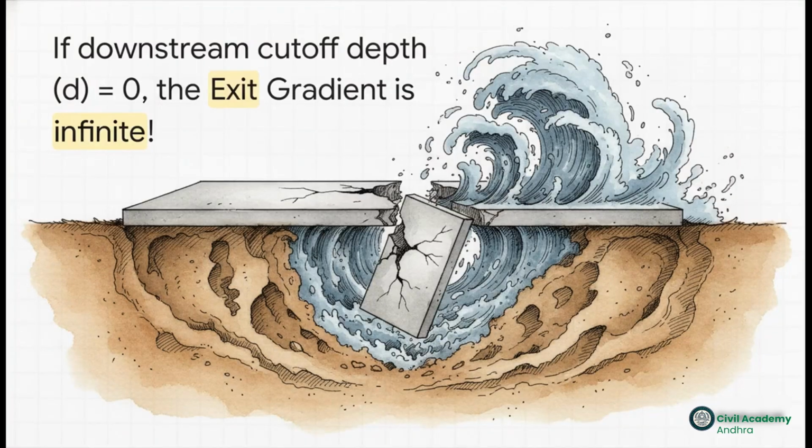Let's talk about the massive real-world stakes here. If the downstream cutoff depth, D, is 0, meaning you just forgot to install a vertical sheet pile at the end of your floor, the exit gradient literally hits infinity. Mathematically and physically, an infinite exit gradient means immediate, catastrophic structural failure. You absolutely, without a doubt, must have that downstream barrier.